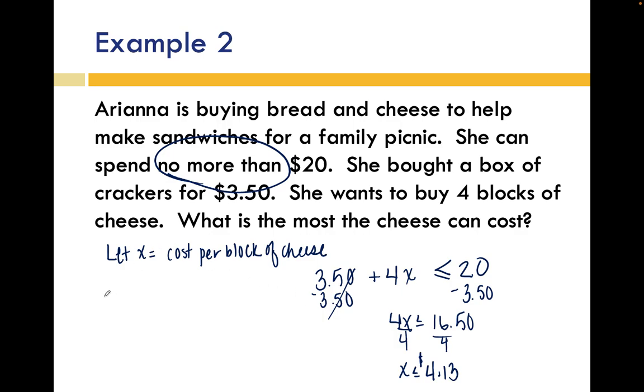So we need to write she can spend no more than, again using that phrase we circled above, $4.13 per block of cheese.